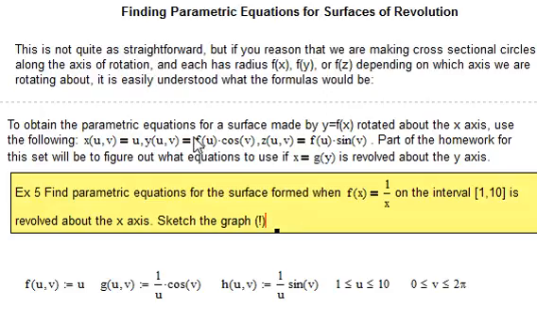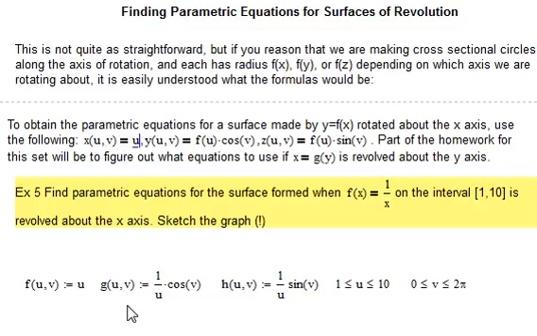So, all right, well, I already described it. x of u,v is u. I'm making this the x component. The y component is g of u,v equals 1 over u, that's our f of x, times the cosine of v, and h of u,v equals 1 over u times sine of v, u going from 1 to 10. Remember x going from 1 to 10? So u going from 1 to 10, and v going from 0 to 2 pi.